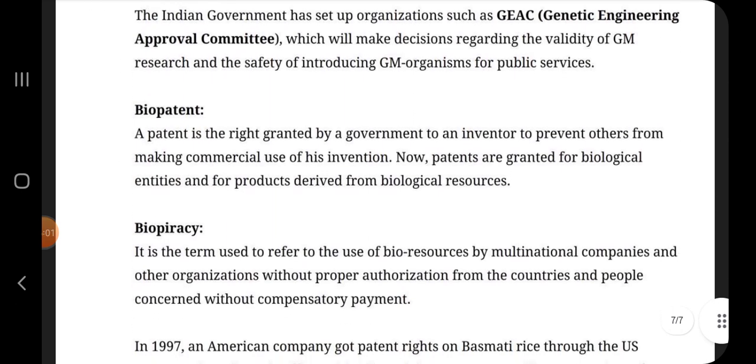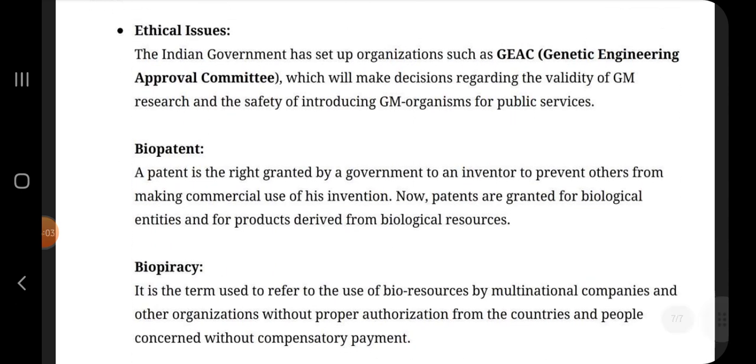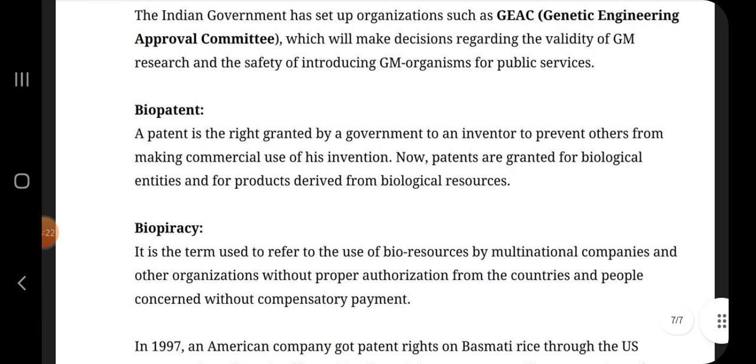Then ethical issues. The Indian government has set up an organization known as GEAC. It stands for Genetic Engineering Approval Committee, which will make decisions regarding the validity of GM research and the safety of introducing GM organisms for public services.